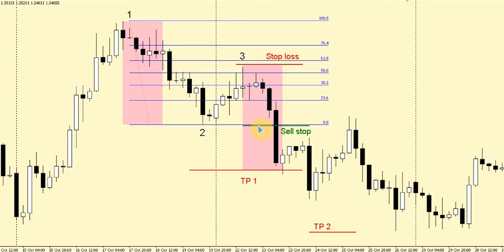Hello dear traders. Today in this video we will look at the 1-2-3 pattern trading strategy. In more detail, this pattern is described on the strategy website. The 1-2-3 pattern is a fairly common reversal pattern in the market.